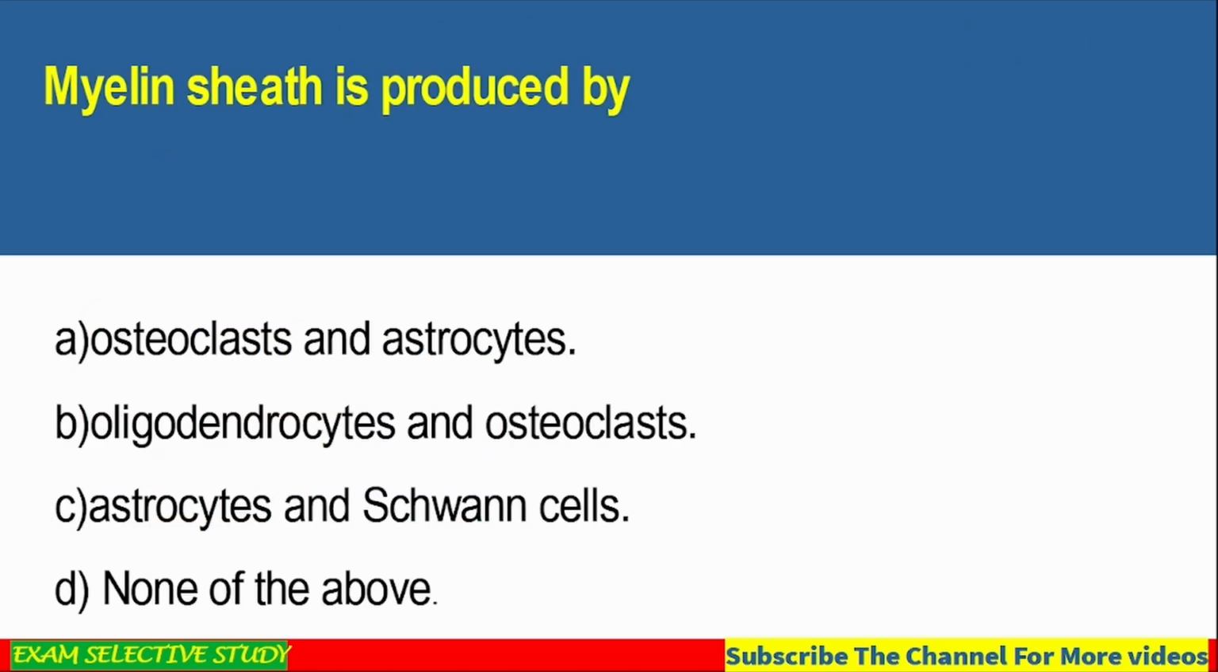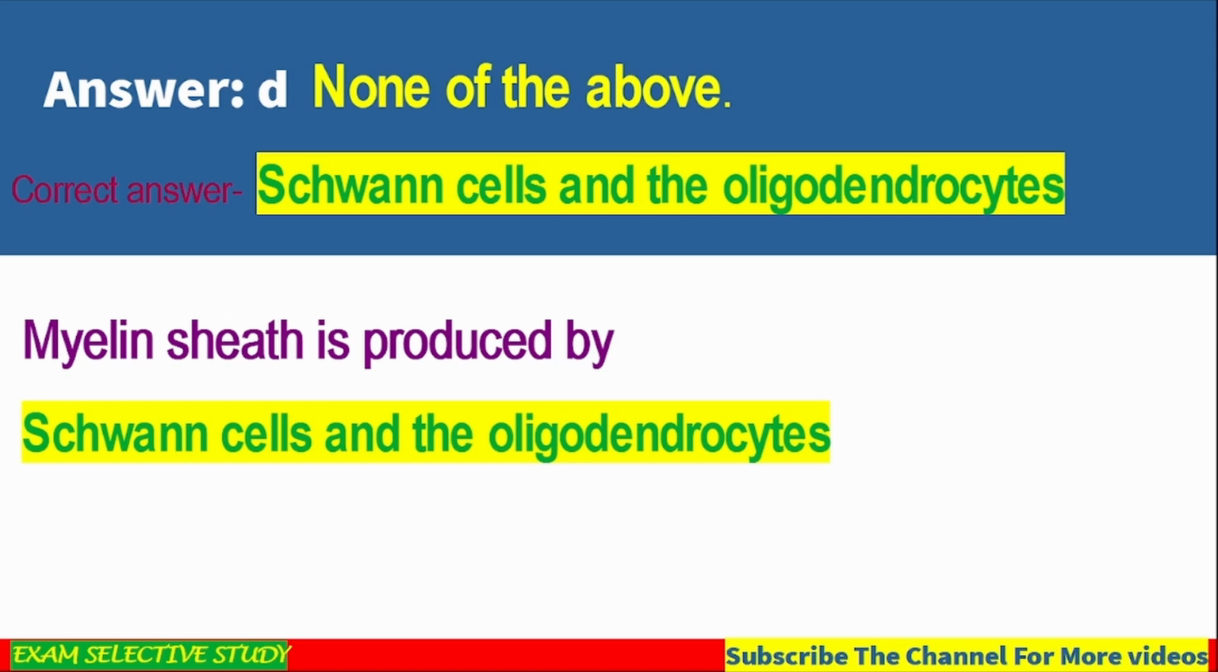Next question, myelin sheath is produced by. Options: osteoclast and astrocytes, oligodendrocyte and osteoclast, astrocytes and Schwann cells, none of the above. Answer: none of the above. Myelin sheath is produced by Schwann cells and oligodendrocytes. Since Schwann cells and oligodendrocytes was not given as an option, the answer here is none of the above.